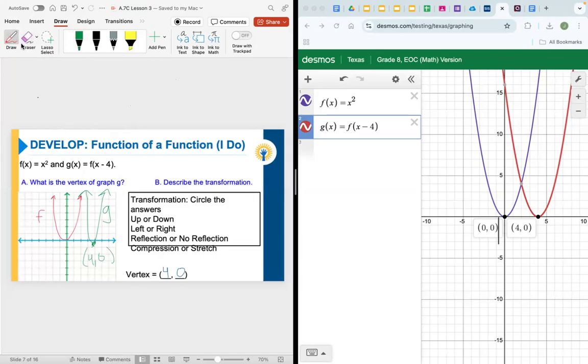Now it's time to describe what's happening at G. We did not go up or down, but we did go to the right, so we circle right. We stayed happy, so there was no reflection, and we circle no reflection at all. We stayed the same size because there was no number in front of our parentheses. F is not a number, so that does not count. Since there's no number, that's how we know our quadratic stayed the exact same size. All right, you give one a try.